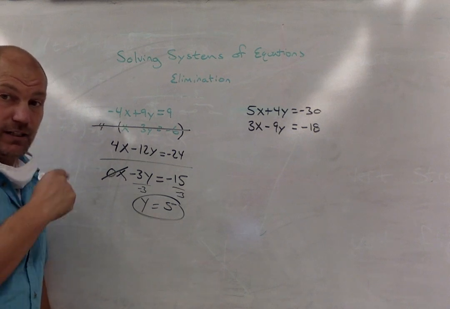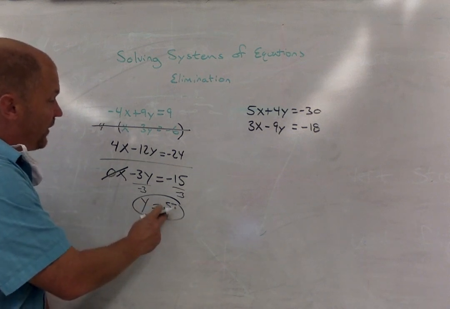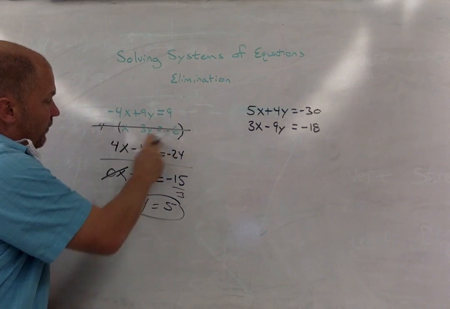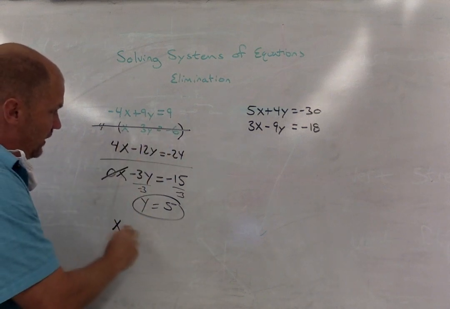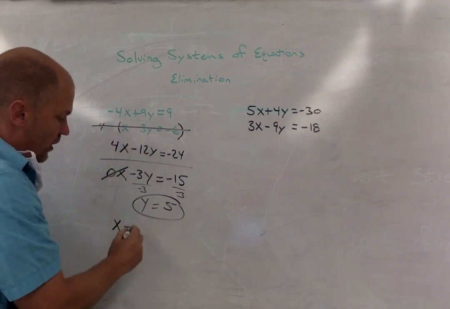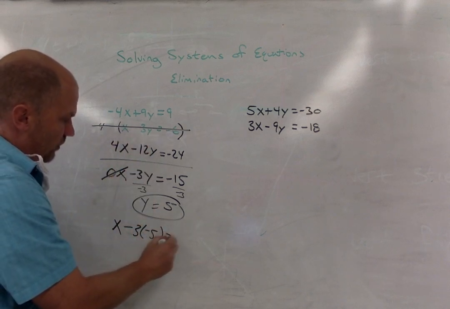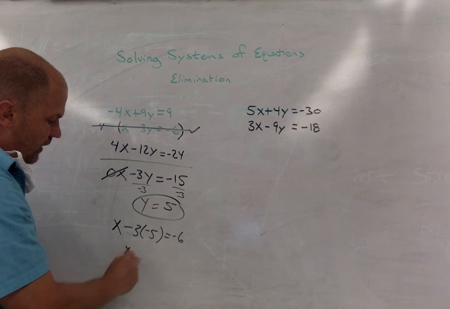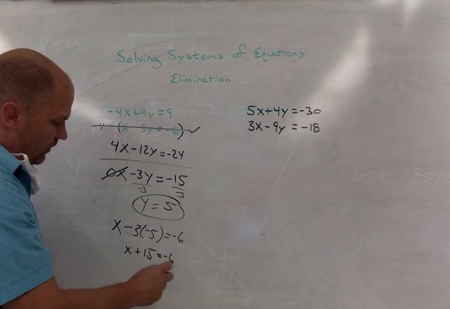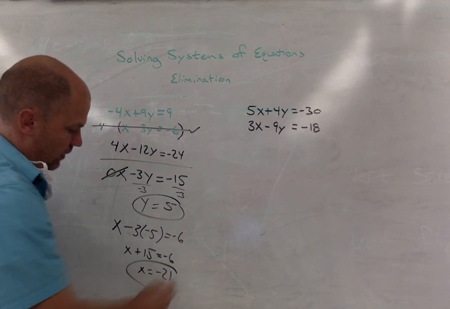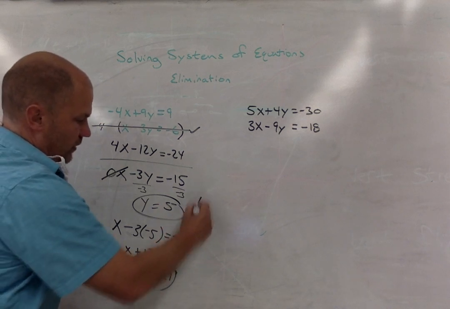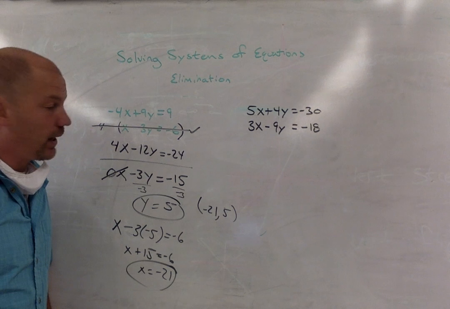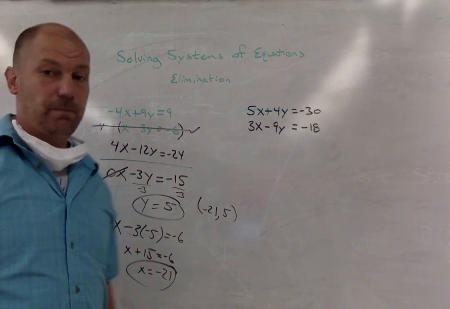I am not done yet because I need to go back and find out what x is, so I can take this 5 and plug it into any one of these three equations. This one here that I've crossed out looks the easiest, so I'm going to say x minus 3 times 5 equals negative 6. Right, I'm just copying from here. And I get negative 15, so x minus 15 equals negative 6. We add, x equals 9. So my point is 9, 5. Okay, so, yeah, that's that one.